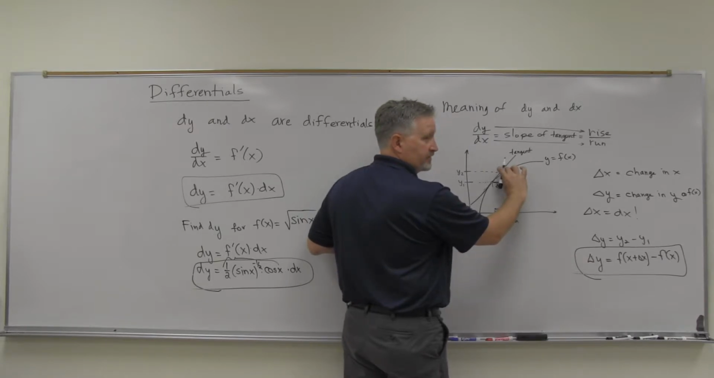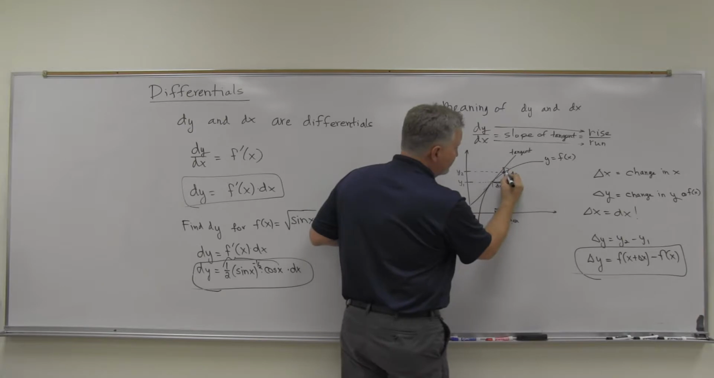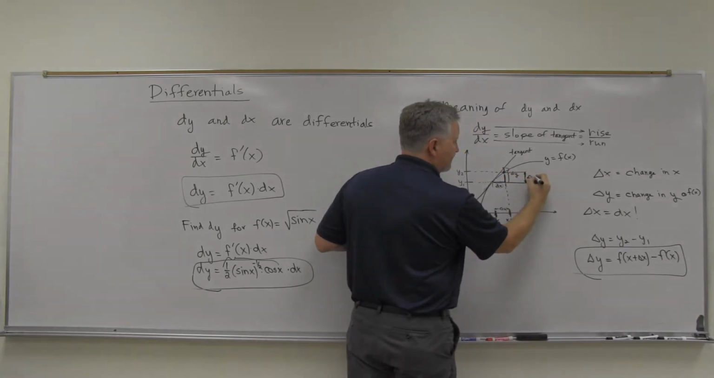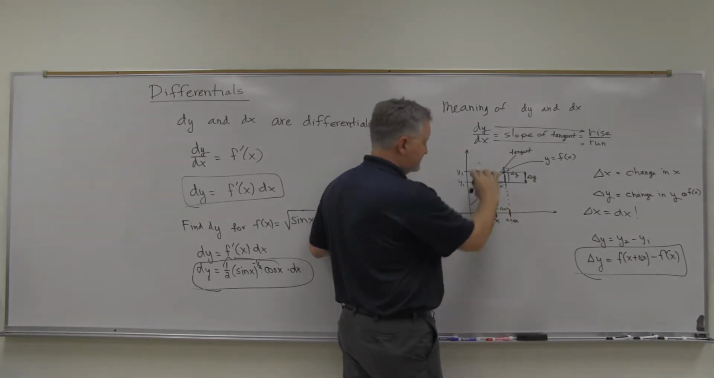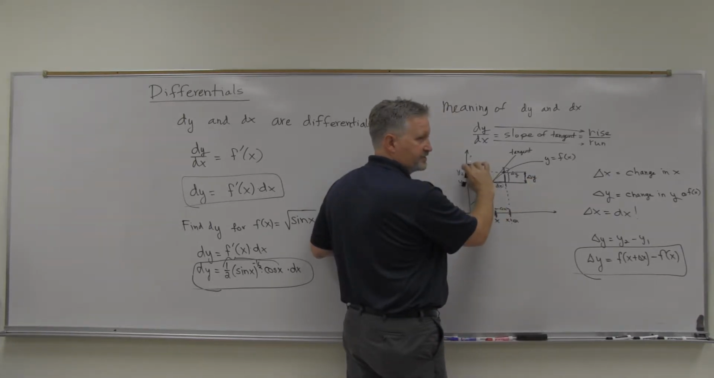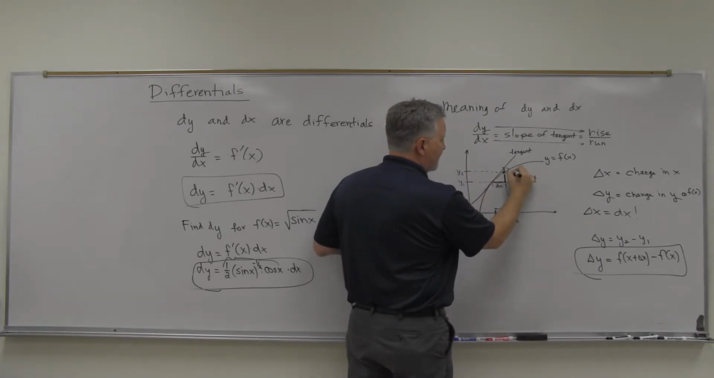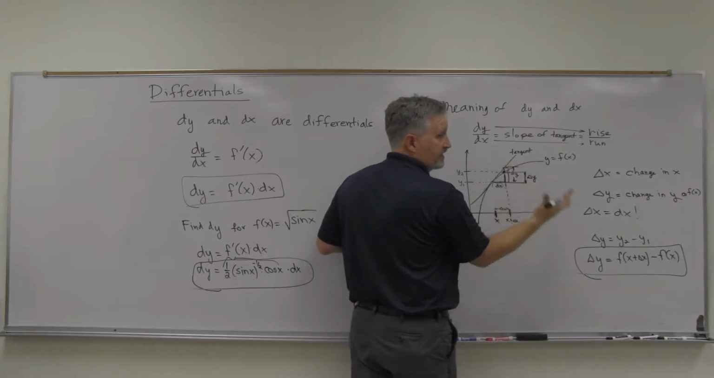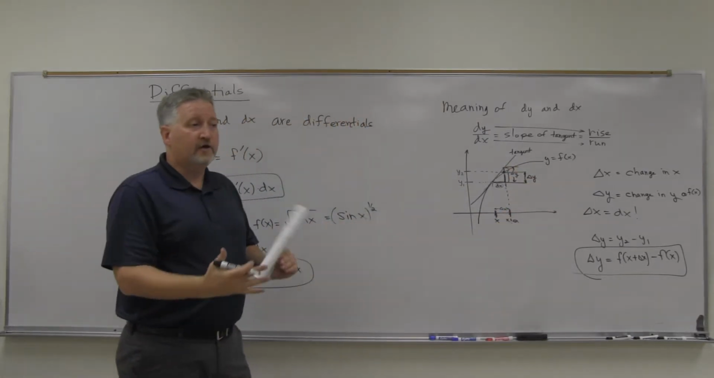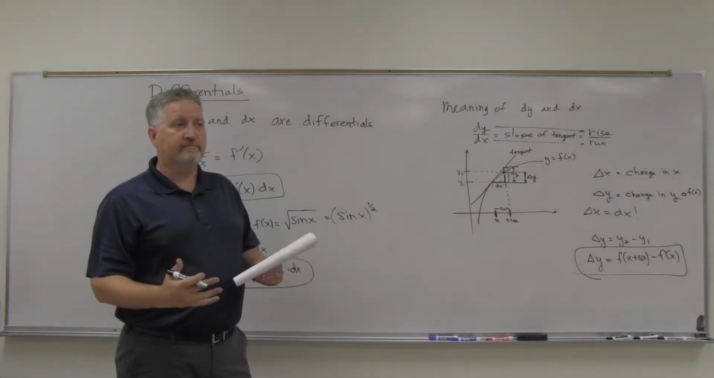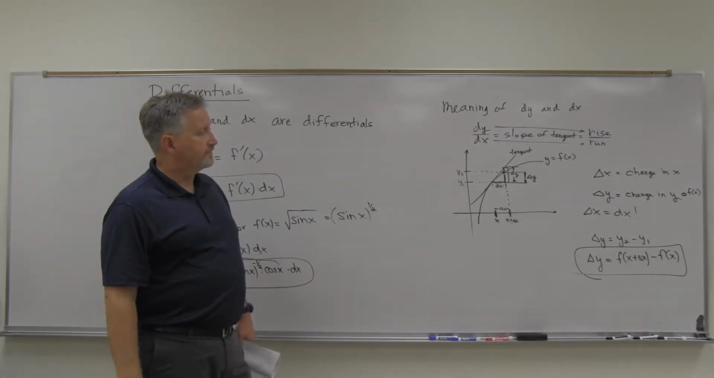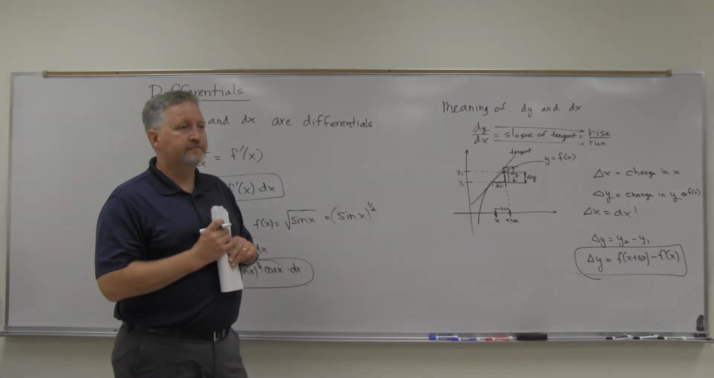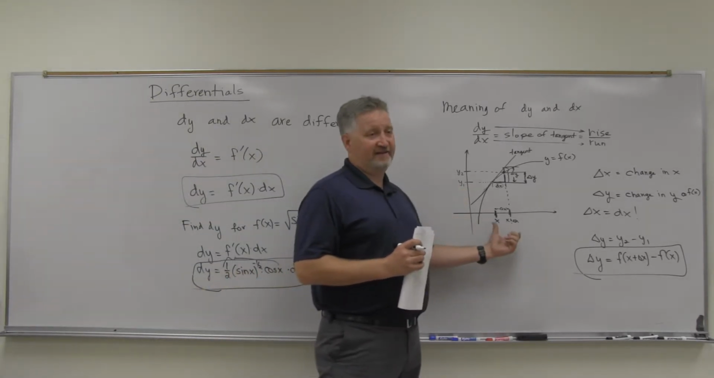Delta y is the difference between the two function values. So isn't delta y this amount right here? It's the difference between those two. Changing the y's here, so dy goes from here to here. So it's a little bigger in this case. It may not be bigger, it may be smaller, but they're going to be close to one another, but they're not going to be the same. Dy and delta y are going to be just a little bit different. Okay? But dx and delta x, those are exactly the same.